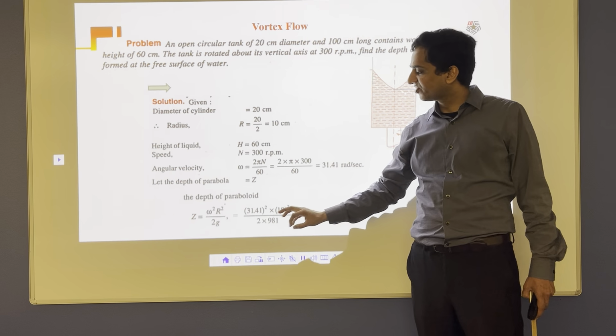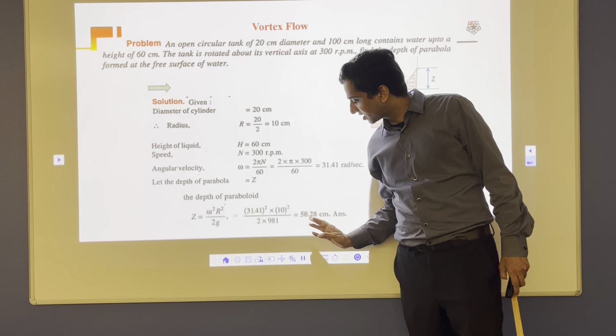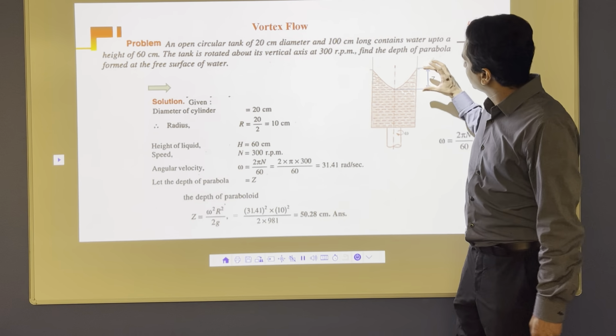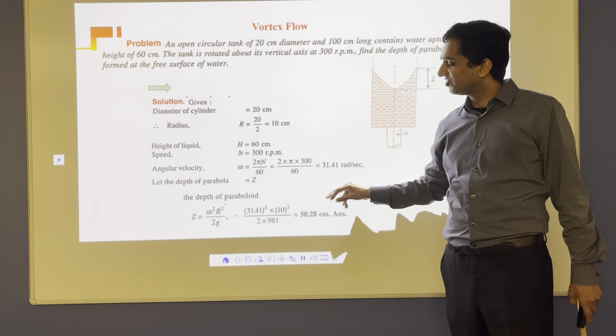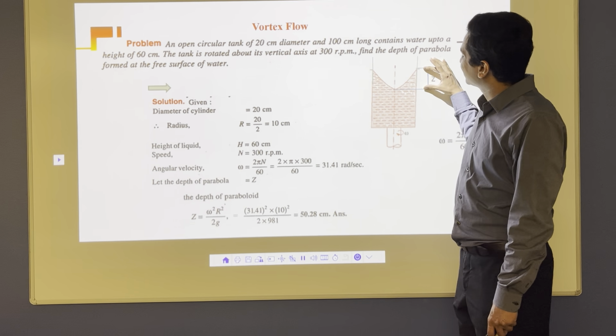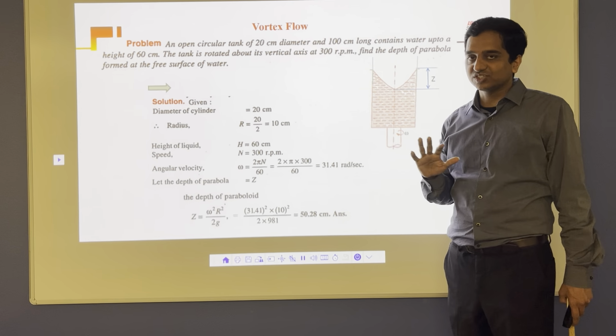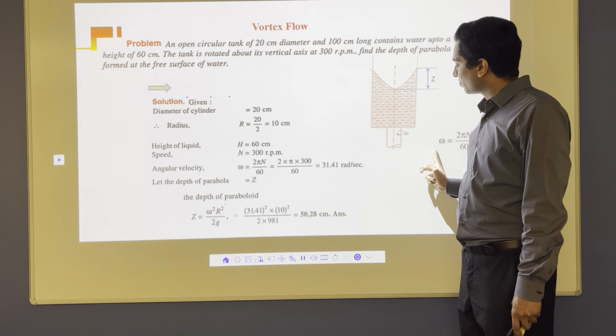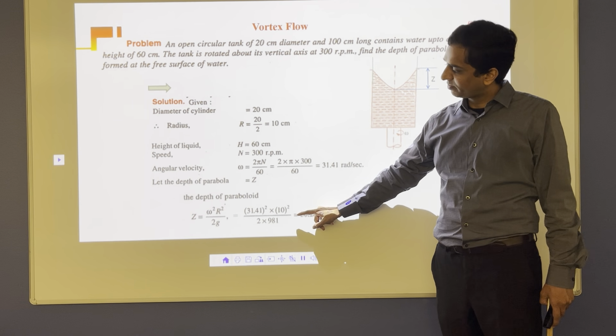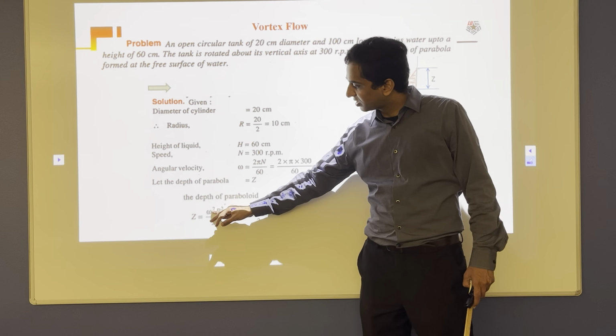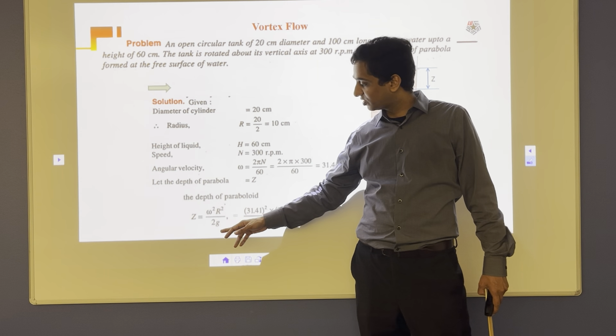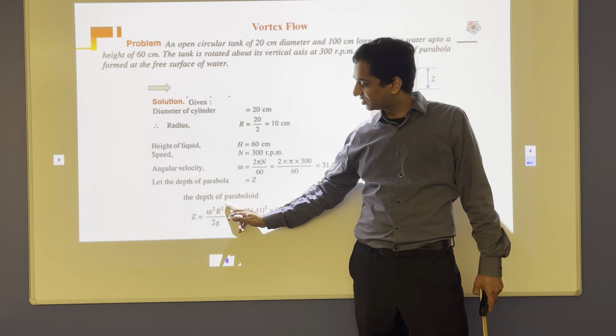You use that radian per second value in this equation and you can calculate this depth, and that will be around 50 centimeter or 0.5 meter. That's the final answer. It's very simple, but you have to make sure that omega is in radian per second, and that your r is in meters, because gravity has meters in it. So r should be in meters.